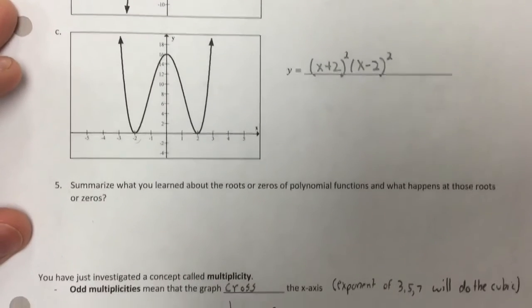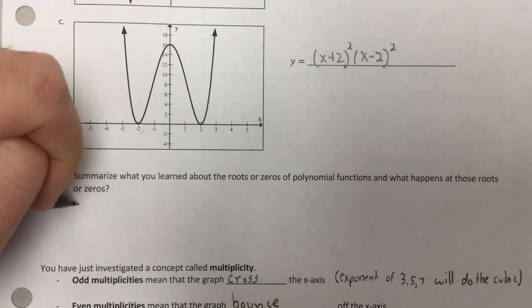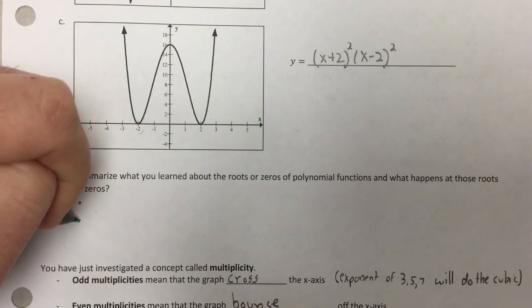And then the last thing we're going to look at is to summarize what you learned about the roots or zeros of a polynomial function and what happens at those roots or zeros. So again, take a second and fill that out.